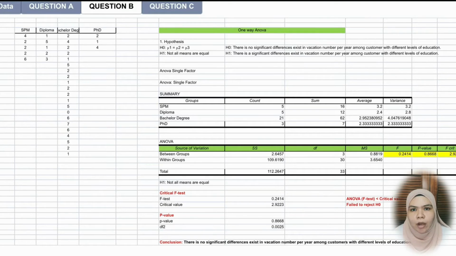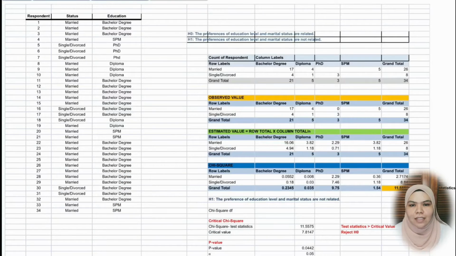Next is the summary for the one-way ANOVA, which I have done through data analysis, and I select the data range of level of education in the data sheet. Okay, so now I move to the critical F-test. The answer for the F-test is 0.2414, where the ANOVA F-test is less than the critical value, and the critical value is 2.9223, so it fails to reject the null hypothesis. For the overall conclusion, there is no significant difference in vacation number per year among customers with different levels of education.